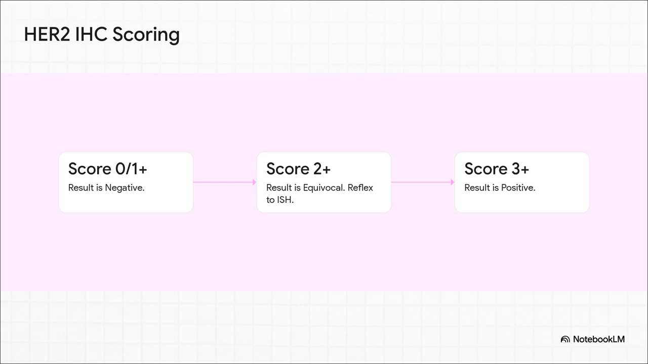A score of 2 plus is considered equivocal. That's your trigger. When you see a 2 plus, you don't make the final call. That's your cue to send it for a more advanced test, in situ hybridization, or ISH.